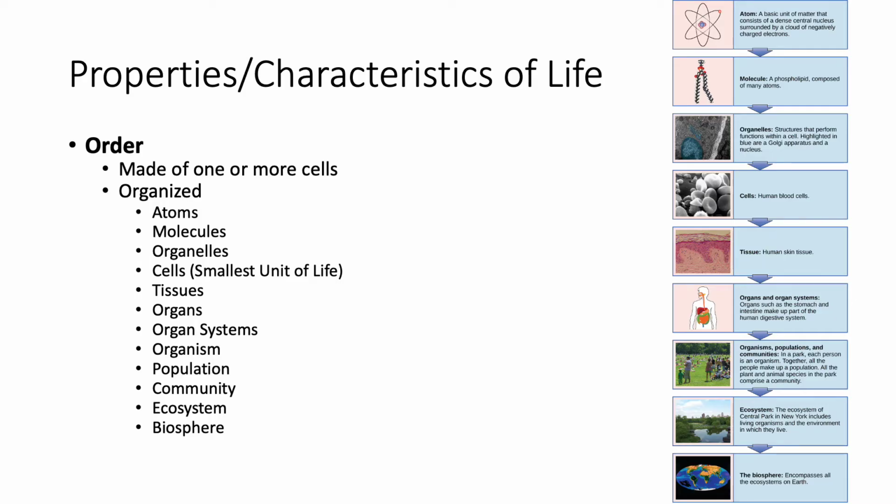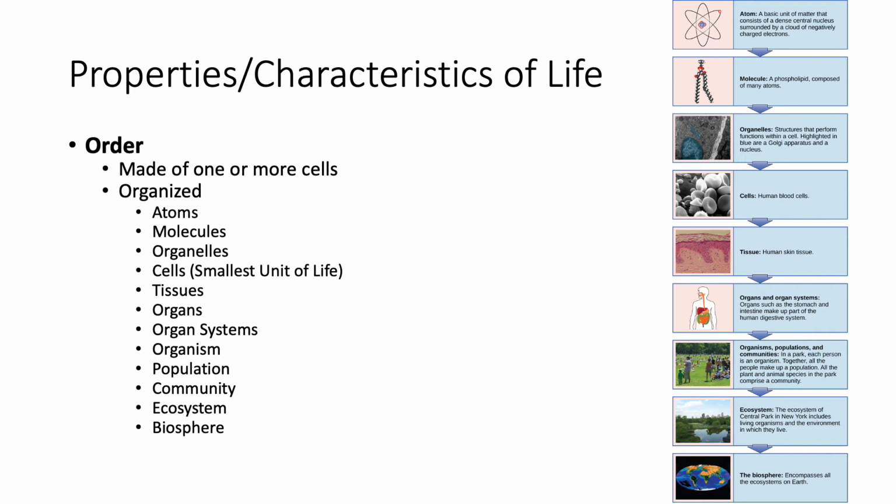So now we're going to go one by one and discuss individual properties or characteristics of living things. The first that I want us to talk about is order. All living things are going to have order, even those single-celled organisms. Within the cell, there is organization and order so that cell can carry out its processes. So we know that all living things are made of one or more cells.